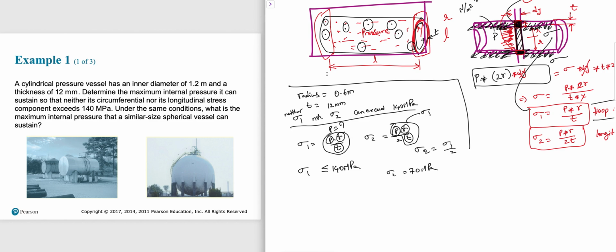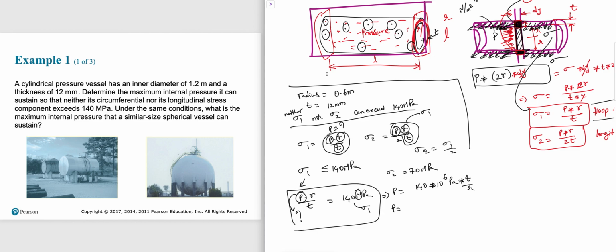So sigma 1 is nothing but P times R over T. Maximum is 140 megapascal. For this, what should P be? That's the question. All you have to do is find P, assuming that the maximum stress is sigma 1 and that is 140 megapascal. So how much is P? P is nothing but 140 times 10 power 6, because this is mega, in Pascal, times the thickness over radius if you rearrange this equation. So P should be 140 times 10 power 6 Pascal. Pascal is Newton per meter square. Remember that? 1 Pascal is Newton per meter square.